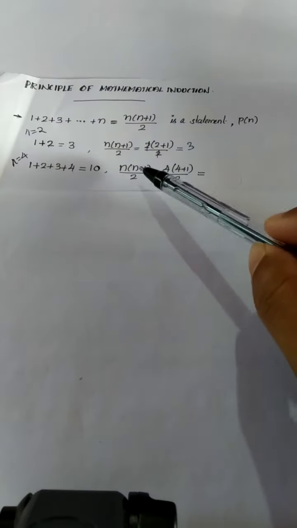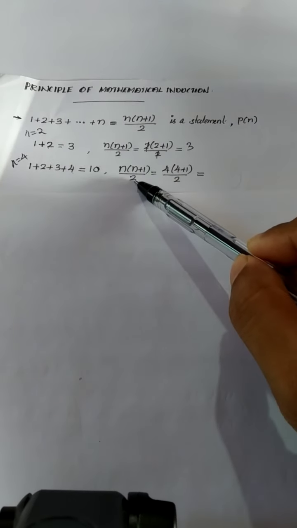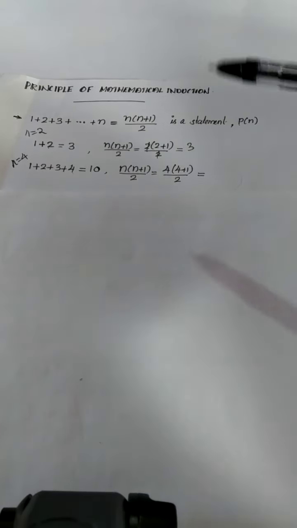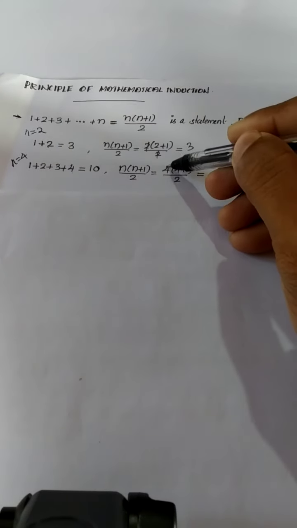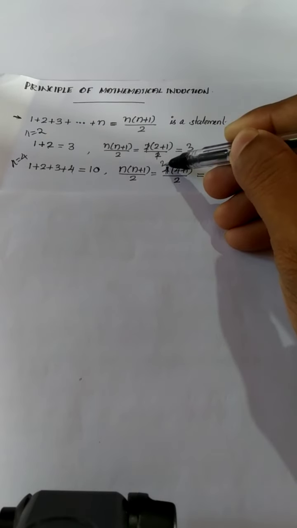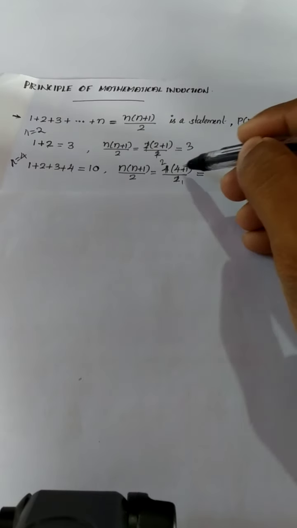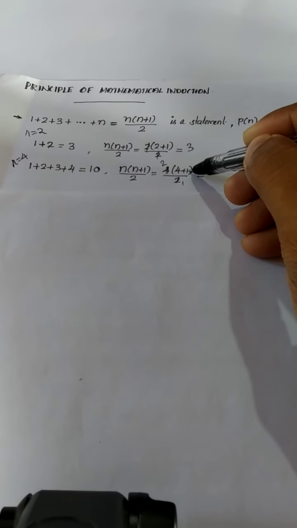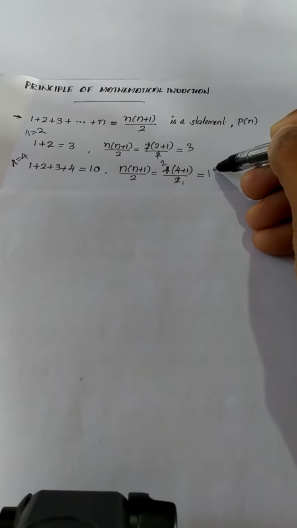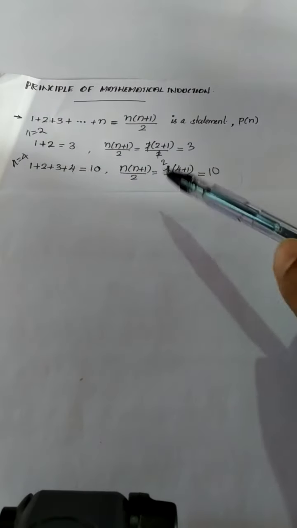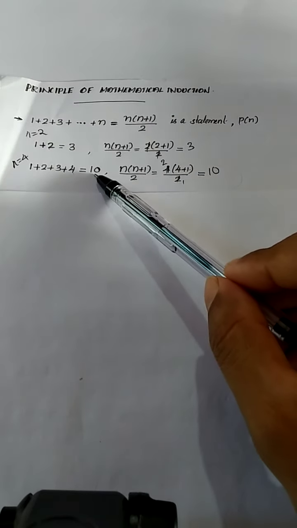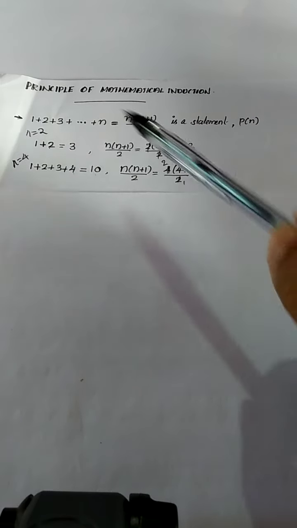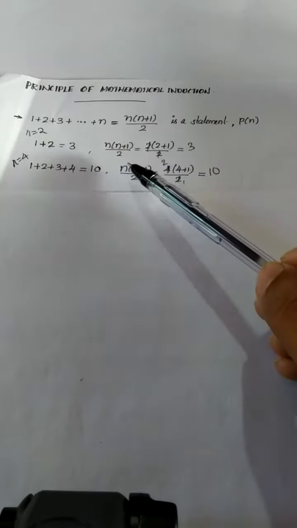And what's the right side? n into n plus 1 by 2. So n is equal to 4, so 4 into 4 plus 1 divided by 2. So by cancelling, we get 4 plus 1 is equal to 5. 5 into 2 is equal to 10. So left side is equal to 10 and also we will get the right side too. So for n is equal to 4, the statement is correct.